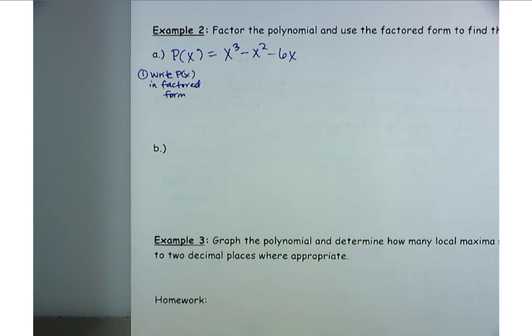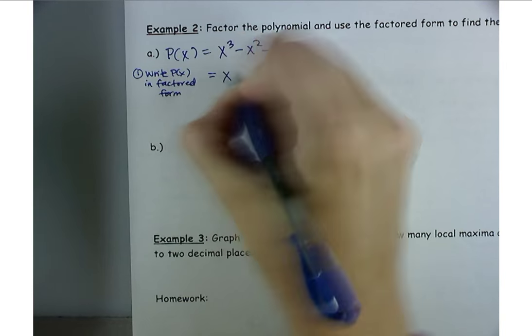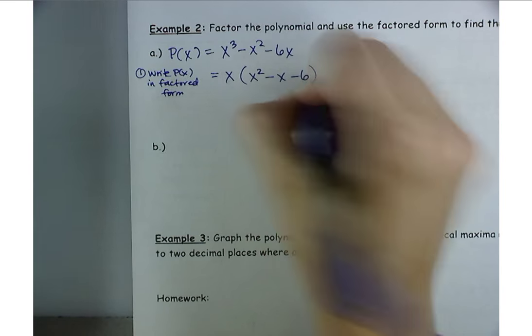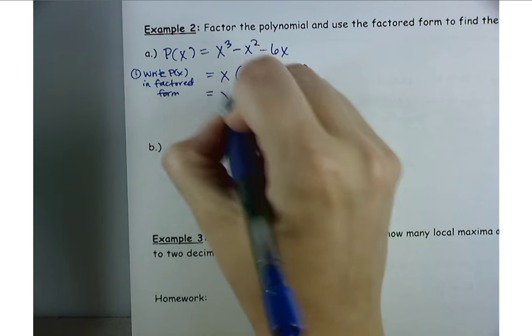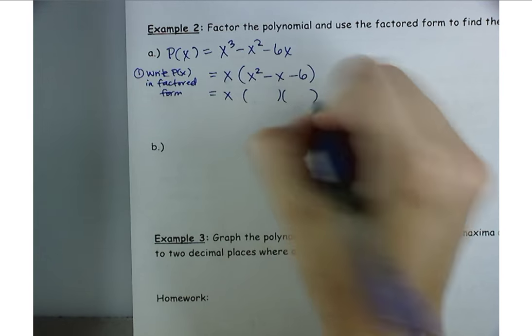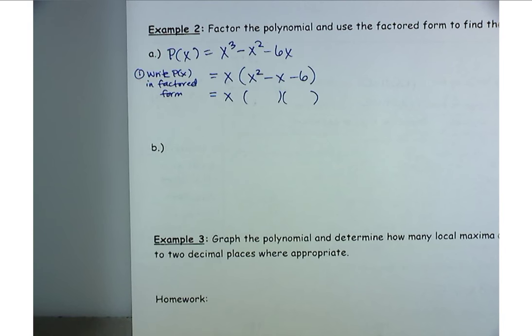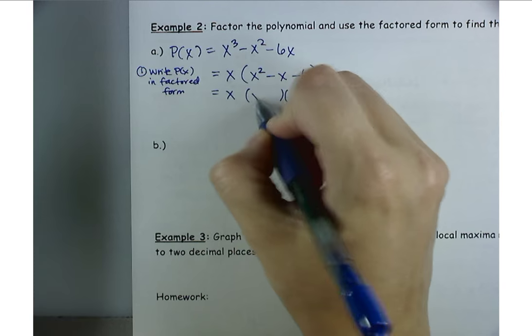Do they have anything in common? X. Yeah, okay, so Ben, when I take out an x, will you tell me what I'm left with? X squared minus x minus 6. Good. And then what am I going to have to do with that? Factor it. Did some of you already factor it? So you're looking for 2 numbers that multiply to -6, but add to -1. Okay, Marlo, what are you thinking?